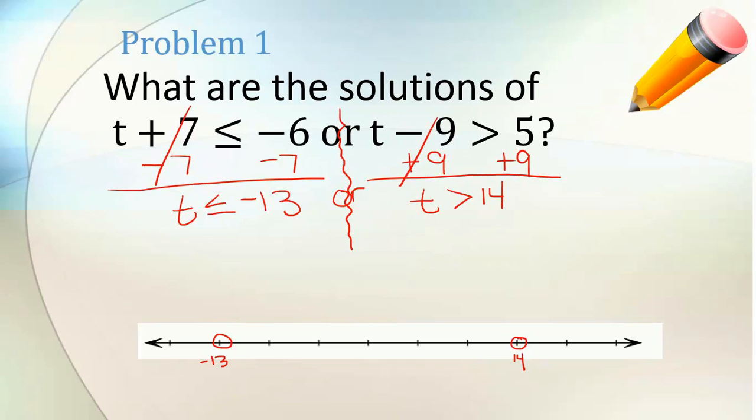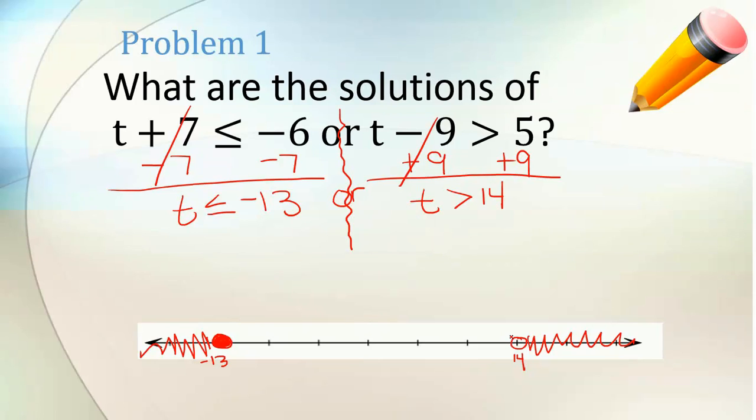So, what kind of dot at negative 13? Well, it's less than or equal to, so we've got to make sure we fill in that dot. And t is greater than 14, so that one is open. So, which way? t is less than or equal to negative 13. Well, I know I'm going to have to go this way, because I got to go smaller, right? And smaller is to the left. t is greater than 14, so bigger values are on the right. Notice how they're going away from each other.